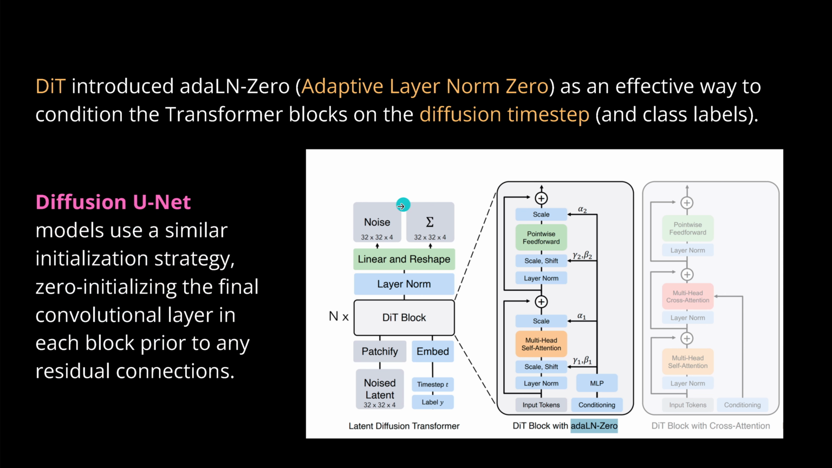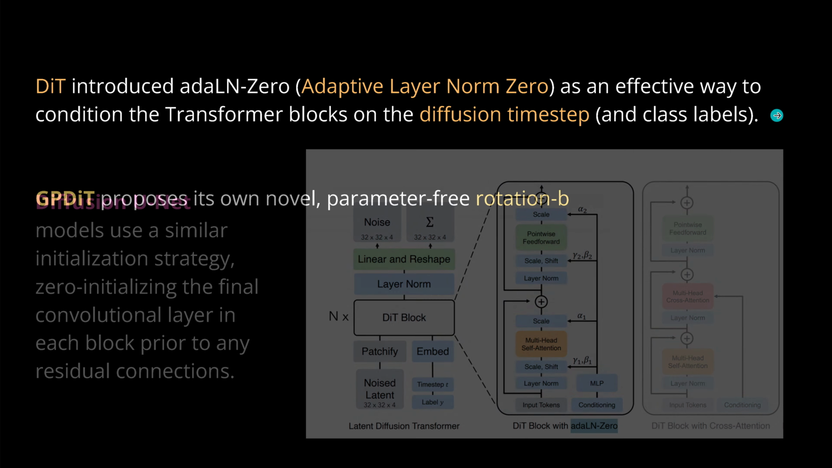Now, you remember also in my video about the diffusion U-Net architecture, I told you the models use a similar initialization strategy, because they use zero initializing of the final convolutional layer in each block prior to any residual connections. So you see, it is more or less all the same, if we are in the DiT blocks, if we use the diffusion net, or if we go now to the next step with our GPDiT.